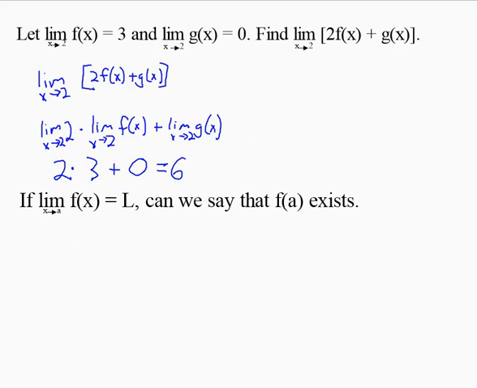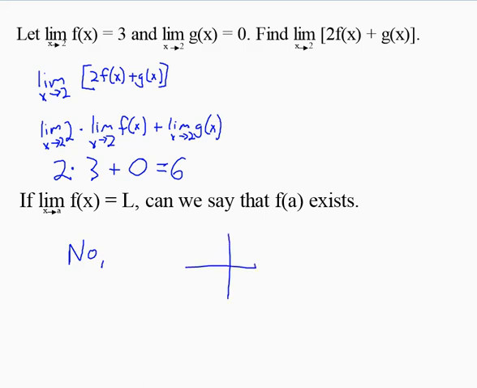As we go through these next examples, if the limit as x approaches a of f of x equals L, does it have to be true that f of a exists? Just because the limit of a function is equal to L, can we say that there is an f of a? Well, the answer is going to be no. If this were a continuous function, it would work, but it doesn't say anything about being continuous, so we can't say that.